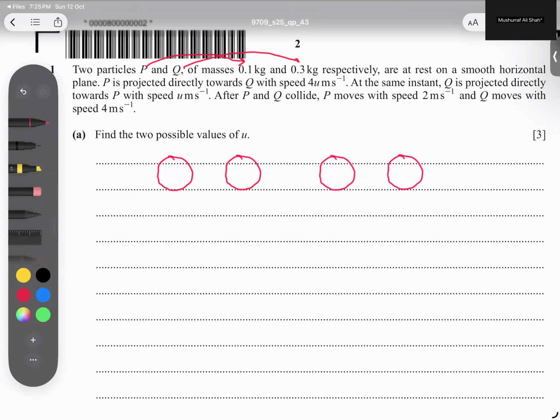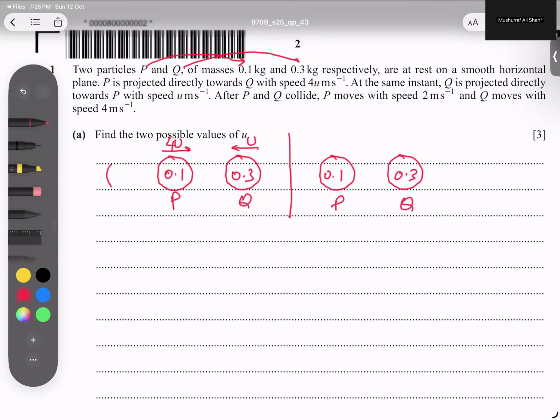What question do we have? He said there are two particles, a P particle and a Q particle. P's mass is 0.1, Q's mass is 0.3. So 0.1, 0.3, P and Q. And he says that P is thrown with a 4u speed. What speed? 4u. At the same instant, Q is projected directly towards P with a speed of u. So this is thrown towards it with speed u.